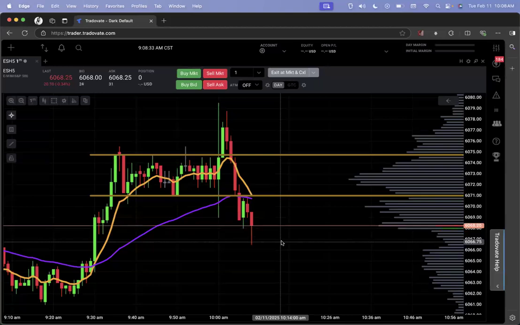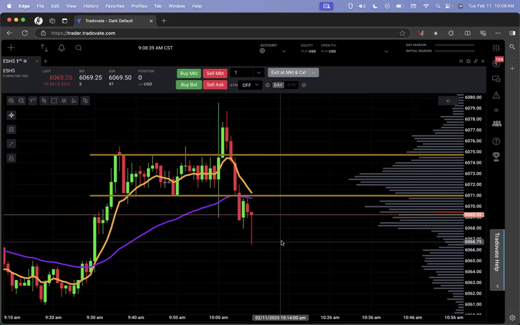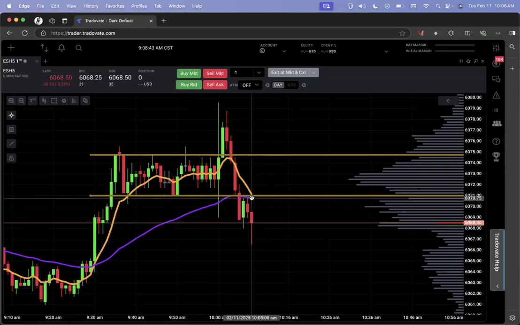If they touch the 9 EMA again, guys, that would just be about taking more sales. Let's see if we get back to this level. Let's see if they allow it. They bought this whole candle up, though. That's pretty impressive.